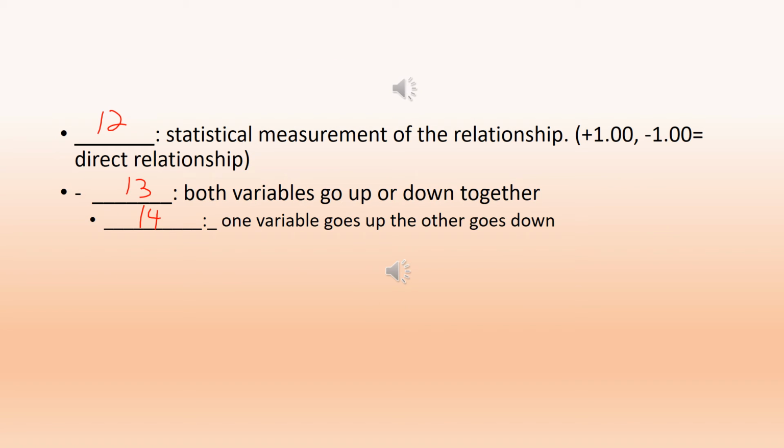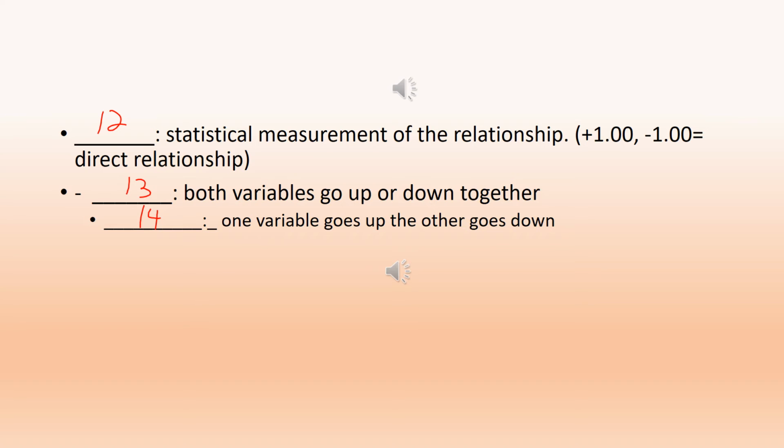When looking at correlational studies, this is that number, that statistical measurement that tells you how strongly two variables relate. And it can range from a positive one to a negative one. The closer you get to zero, the weaker the relationship. What is that number called?